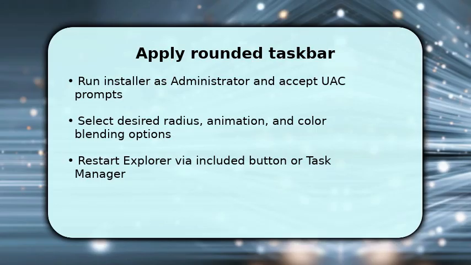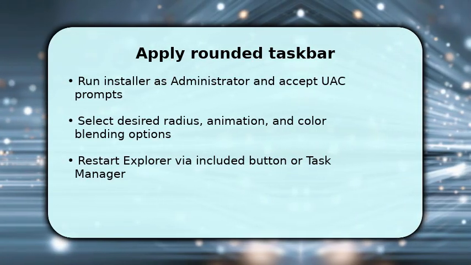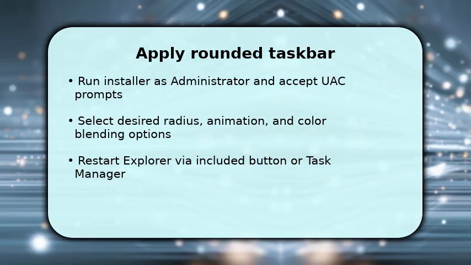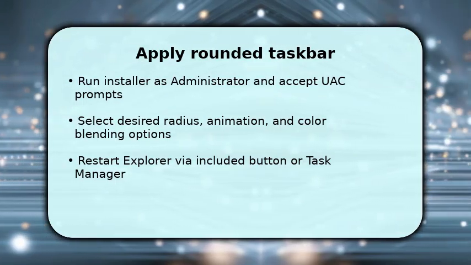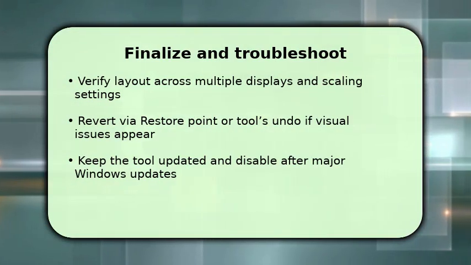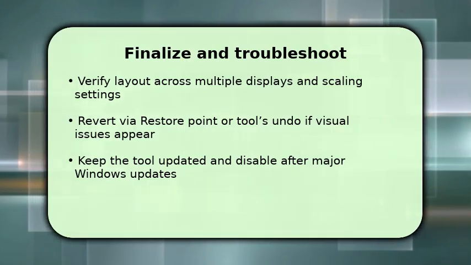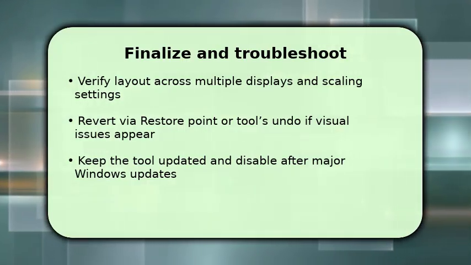After applying settings, use the tool's Restart Explorer button or open Task Manager to restart Explorer. That reloads the shell and applies the rounded visuals immediately. Finally, verify the taskbar on each display and check scaling so rounding looks consistent. Different DPI can change the appearance.